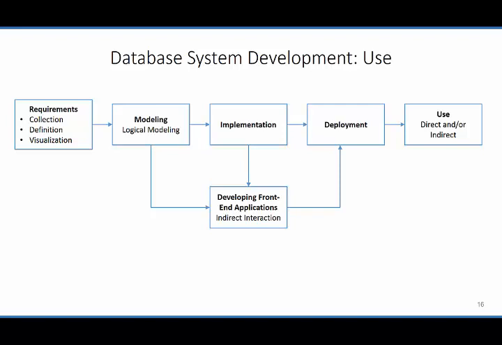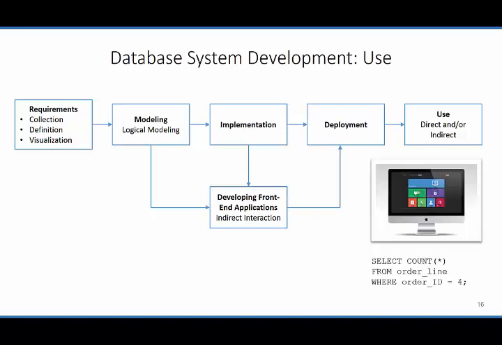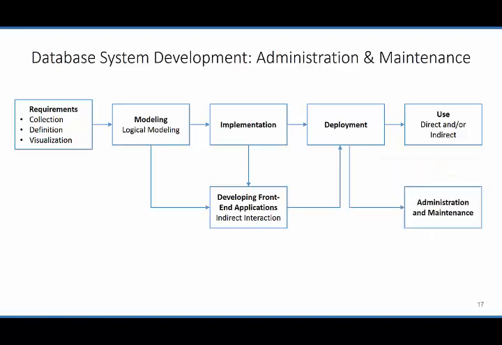This is those users that are going to interact either with the front-end application or directly with the database to make the changes that we need. So for example, direct use would be writing SQL, which you will do in this class, such as select count star from order line where order ID equals 4, or it may be done through the application user interface, and that would be indirect use.